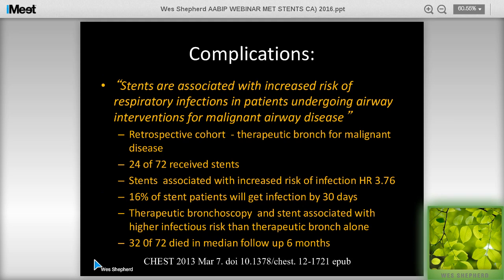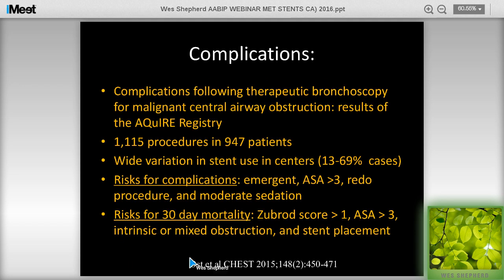And then a subsequent study, also in Chest 2.5 years ago, found stents are associated with increased risk of respiratory infections in patients undergoing airway interventions for malignant airway disease. Again, this was a group of patients undergoing therapeutic bronchoscopy for malignant disease. 24 of the 72 patients received stents. 16% of the stent patients would get an infection by 30 days. So a significant number, but not as high as the choice I had listed in the multiple choice question. So it seemed that the stent itself is associated with a higher risk of infection independent of some of the other findings that we often see in this oftentimes immunocompromised group of patients.